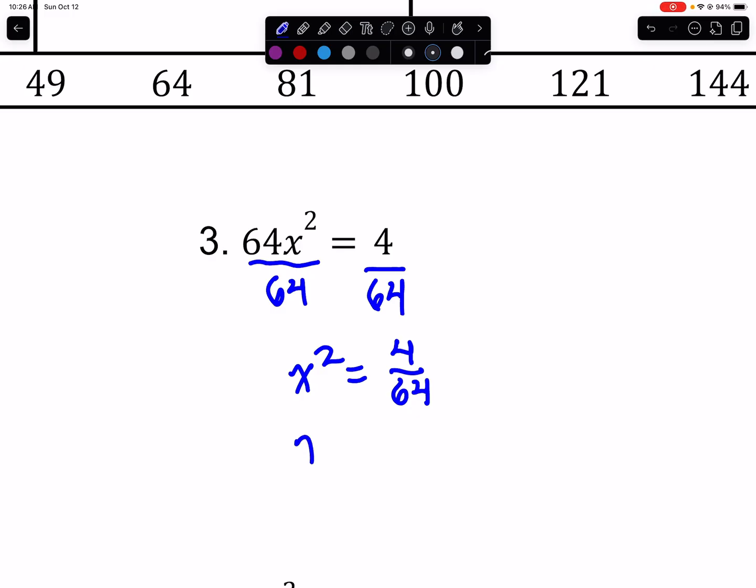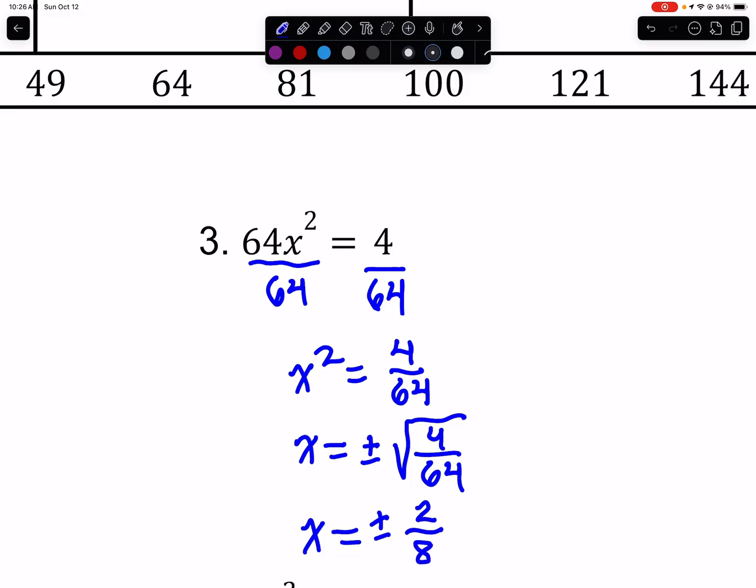We can take a square root here. And when you take a square root of a fraction, you are allowed to take the square root of the top over the square root of the bottom, like that. But we know by fractions that we can simplify that, reduce that to 1/4.